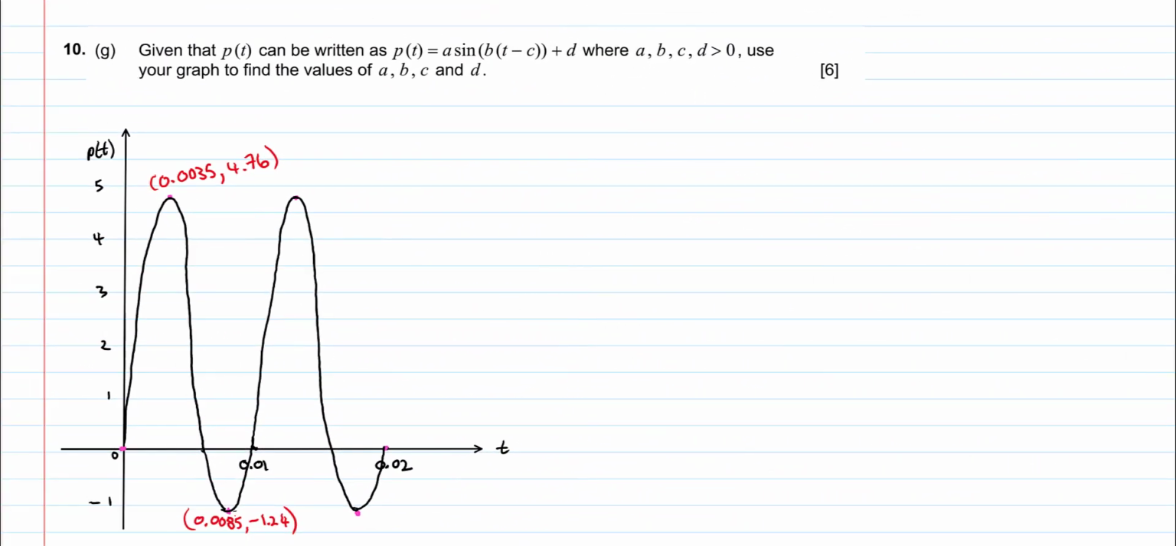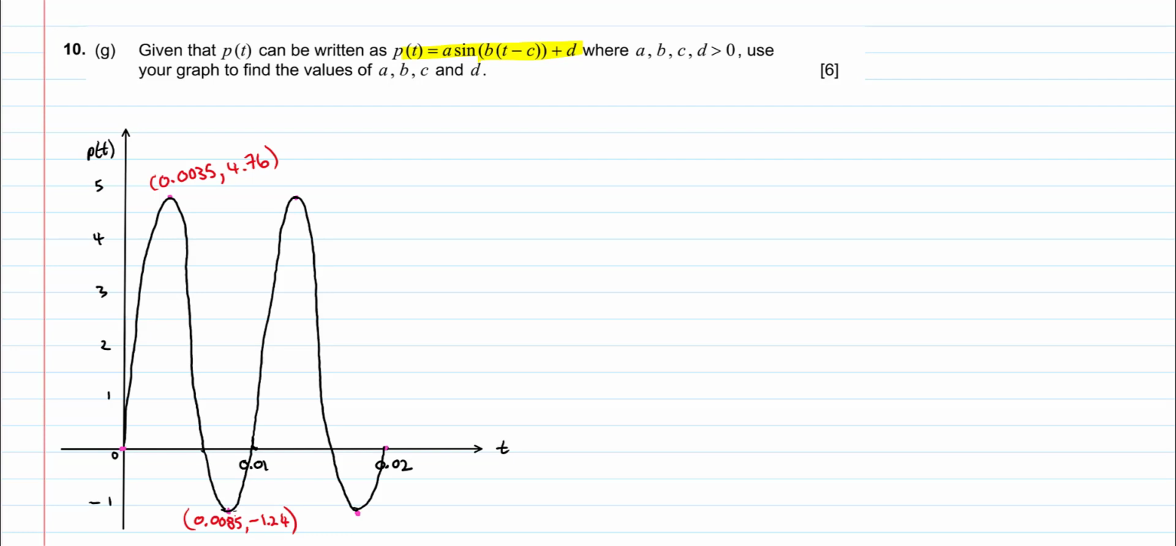Question 10g, we're given that P of t can be written like this, where a, b, c, and d are greater than 0, and we need to use our graph to find those values of a, b, c, and d. So I've got the sketch of our graph that we did earlier down here. So we'll work out a first.